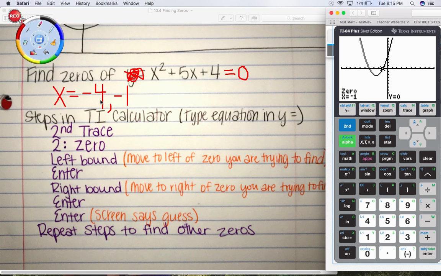The order doesn't matter. Don't put any spaces, just put -4, comma, -1, or -1, comma, -4. Don't put any spaces or it could mark you wrong. Again, if you need help with something, send me an email. That way I know what you're messing up on and what I need to work on whenever we get back. Okay? So that is finding zeros of quadratics.